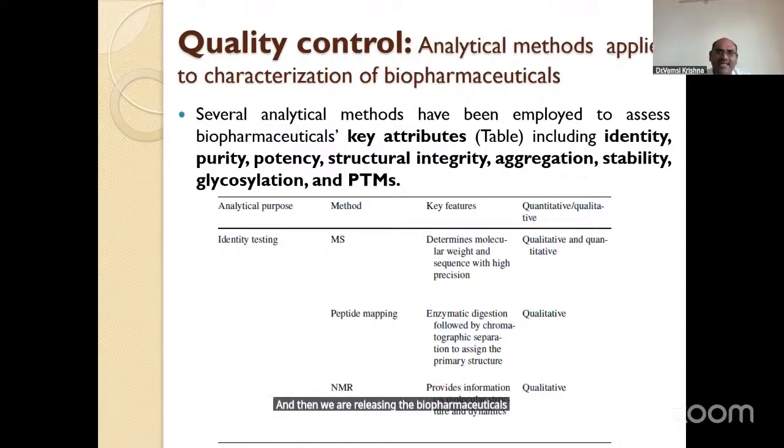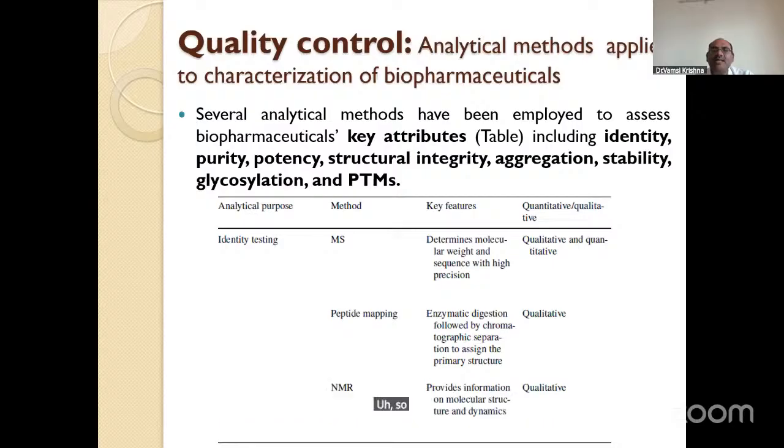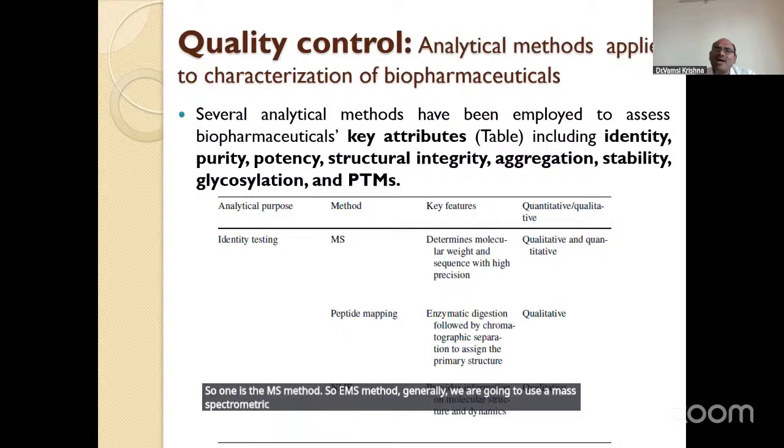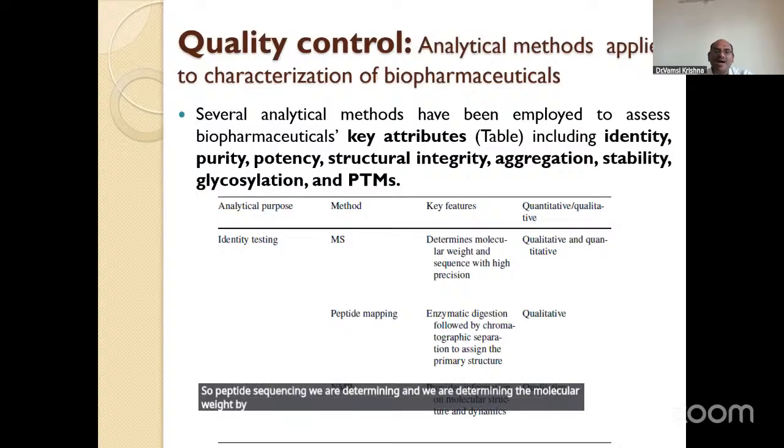If you see that in the case of the first one, identity testing. For identity testing, what are the various analytical techniques we are going to use in quality control? One is the MS method. Generally we use a mass spectrometric method to determine key features like molecular weight and sequencing with high precision. So we determine peptide sequencing and molecular weight by means of mass spectrometry.